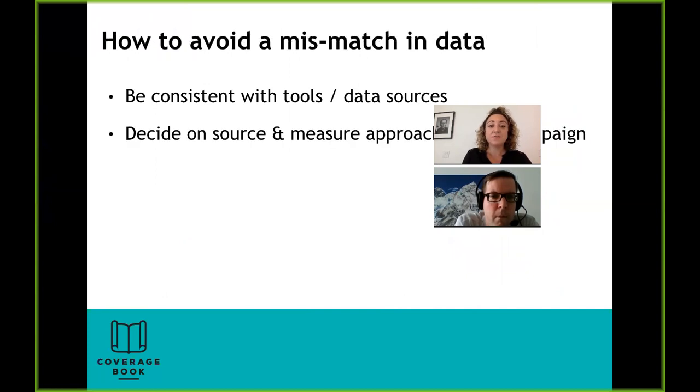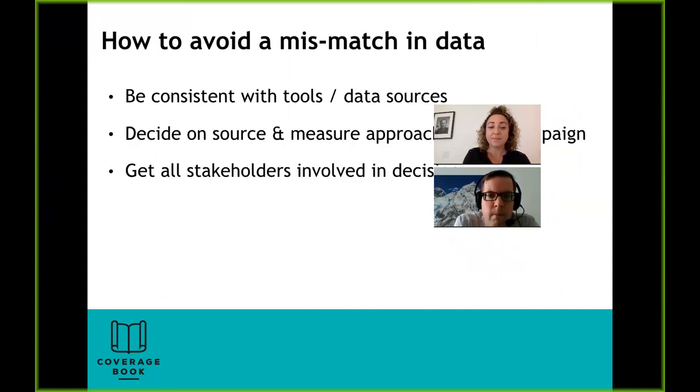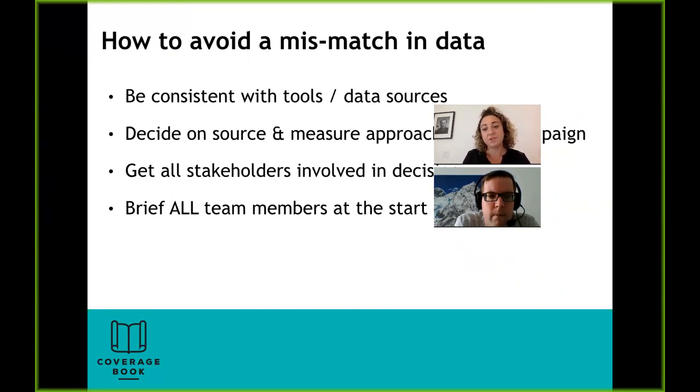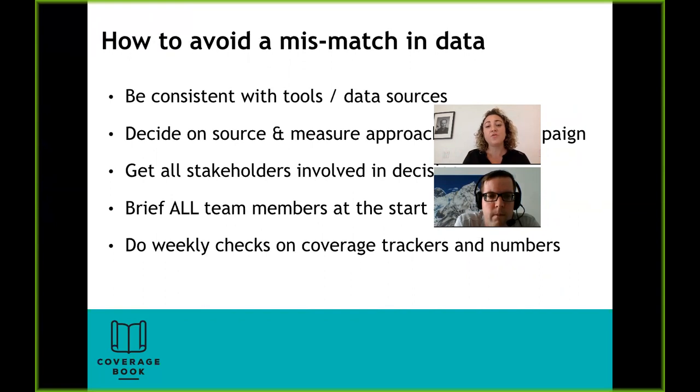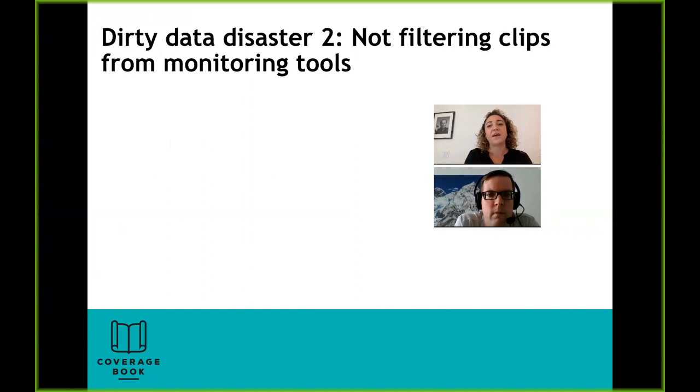So yeah, be consistent with tools and data, decide on that right at the beginning, make sure that your stakeholders are involved in the decision and they are happy, and then brief all team members, even beyond just the people updating the tracker. It's likely that somebody else is going to be involved in the measurement later on, so they'll need to be able to keep an eye on whether it's right or wrong. And on that point, if you wait until the end of the campaign to see whether that data is right or wrong, you're going to make a mistake, because if you've got hundreds of pieces of coverage in an Excel spreadsheet, the human eye is not going to be able to see one number being inconsistent with another. So make sure there are regular checks on that.